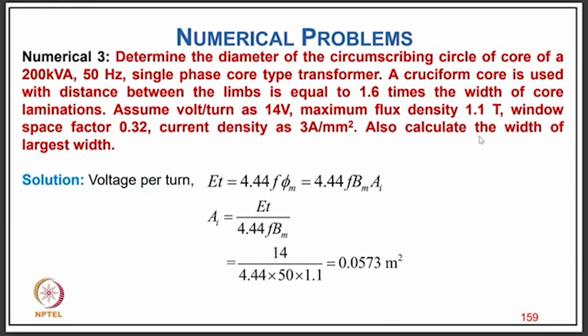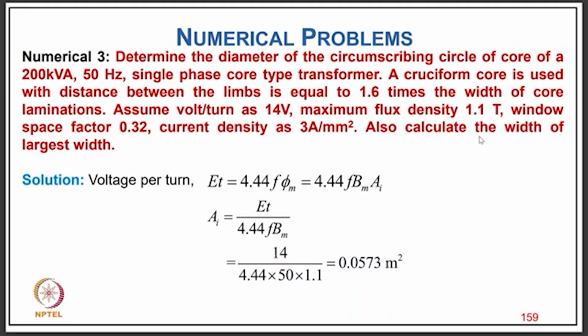Numerical 3: determine the diameter of the circumscribed circle of the core of a 200 kVA 50 Hz single phase core type transformer. It has a cruciform core, with the distance between the limbs equal to 1.6 times the width of the largest stamping, assuming volt per turn at 14 volt, maximum flux density 1.1 Tesla, window space factor 0.2, current density 3 ampere per millimeter square. Also calculate the width of the largest stamping.